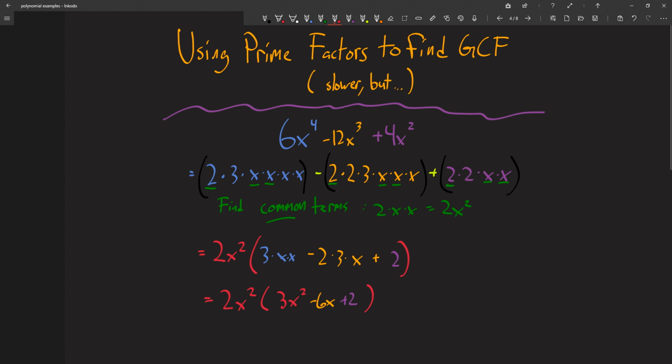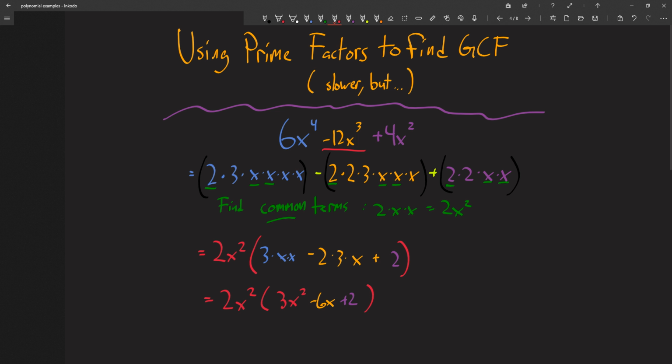So if we have an expression like this one, 6x to the fourth minus 12x cubed plus 4x squared, this is a trinomial here. We know for sure these are all even numbers. We can pull out a 2. It feels like we could pull out some x's. In order to be certain about exactly what we can pull out, we could take our first term and break the coefficient into its factors, 2 times 3. And we can break the variable into its factors. Here it's x times x times x times x. There's 4 of them.